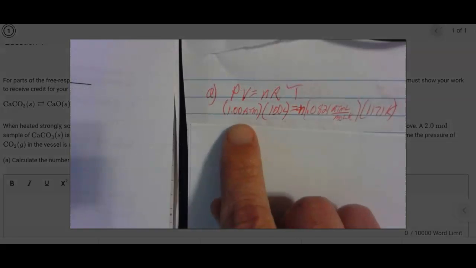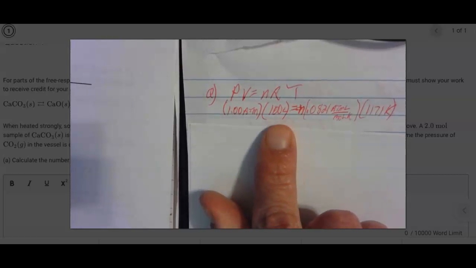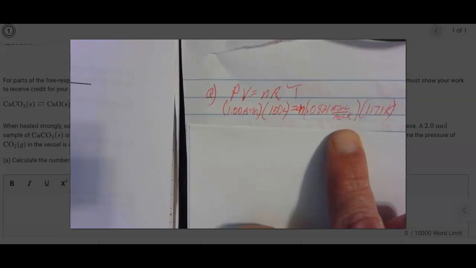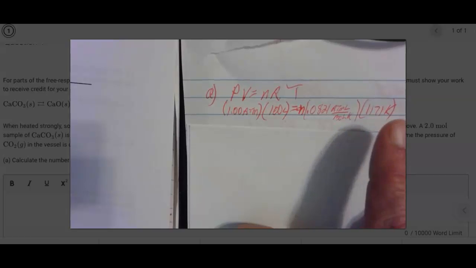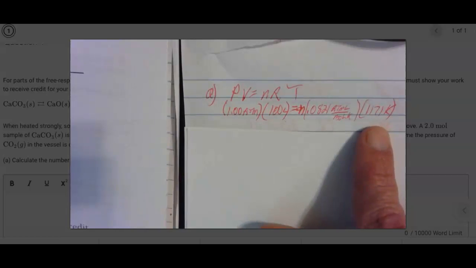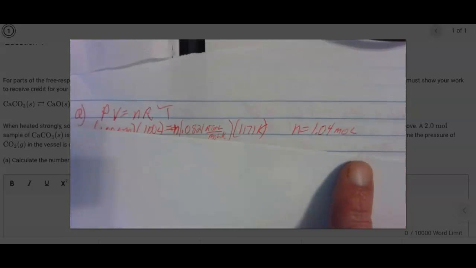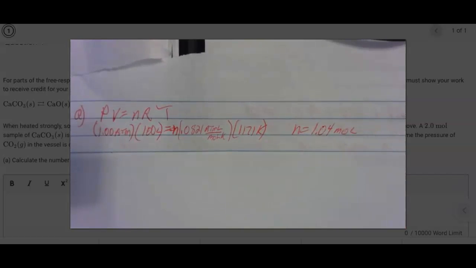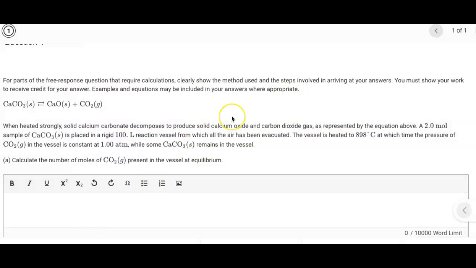Okay, we were told the pressure was 1 atmosphere, told the volume was 1 liter. The ideal gas constant, of course, is 0.0821 liter atmospheres per mole Kelvin. And we were told the temperature in Celsius, which we add 273 to get 1171 Kelvin. And so that means the number of moles turns out to be 1.04 moles. All right. That's part A. That was 1 point.